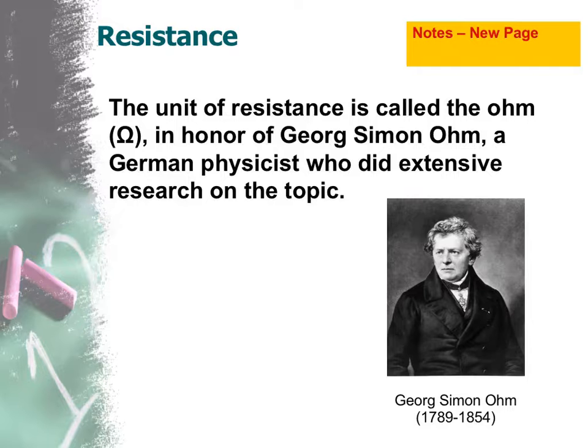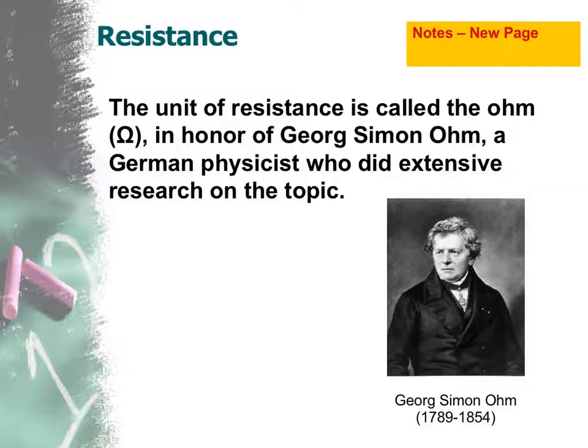Okay, one last slide here, and then I'm finished. So the unit of resistance is called an ohm, and we give that unit of resistance a capital letter omega. You might recognize that from when we did oscillations, or actually simple harmonic motion. It's the same letter that's used, and it's in honor of a gentleman whose name is Georg Simon Ohm, a German physicist who did extensive research on resistance.